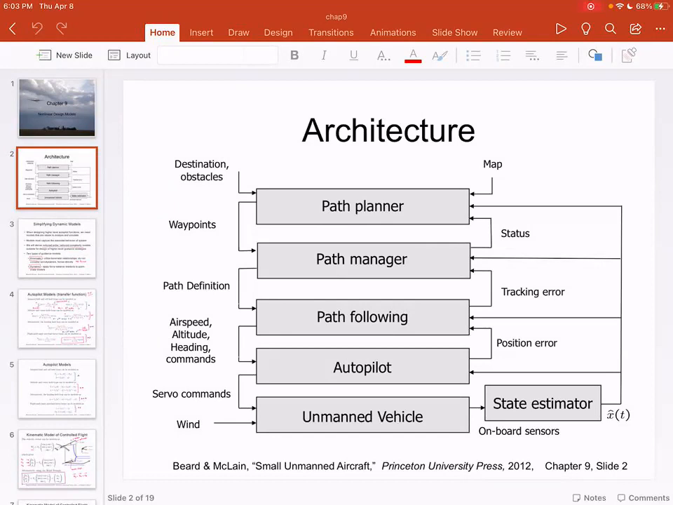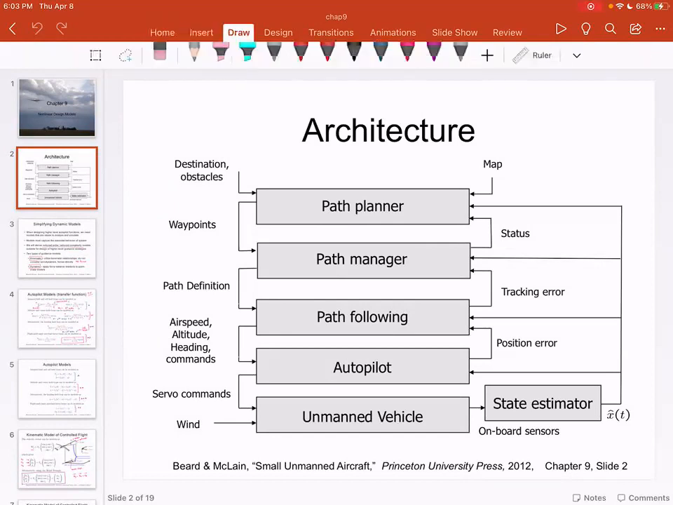So if you look at what we have studied so far, we looked at the low level function of the autopilot. So what is this autopilot supposed to do? Autopilot is supposed to stabilize. Stabilization is a very important function of the autopilot, but it is a low level function. What that means is you don't want your aircraft to flip, flop, or dive down.